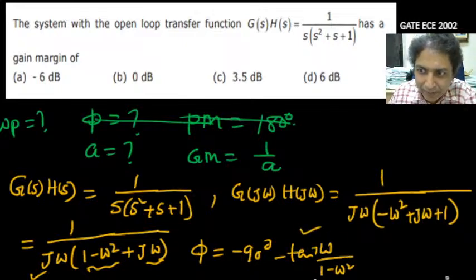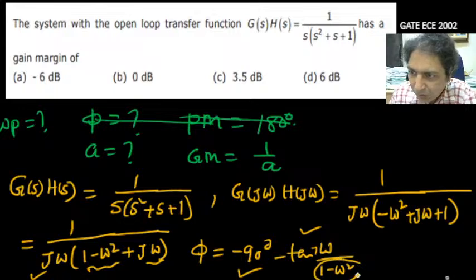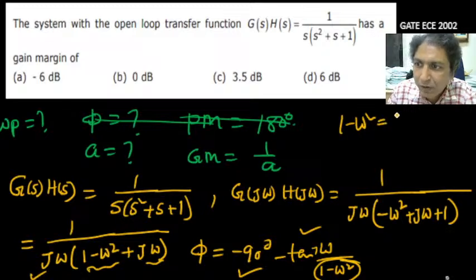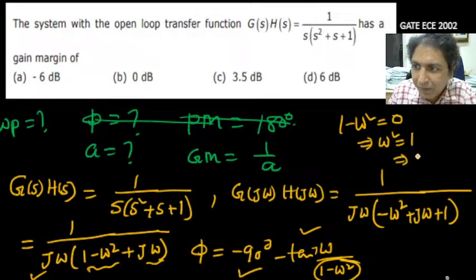Why will it provide 90 degrees? Because to get minus 180 degrees, I already have minus 90. So if I have another minus 90, I will have a total of minus 180 degrees. So this should provide minus 90 degrees, and tan inverse of infinity gives you 90 degrees. So this should become infinite, meaning something by 0, so the denominator should be equal to 0. So 1 minus omega square should equal 0, which implies omega square equals 1, that means omega equals 1.